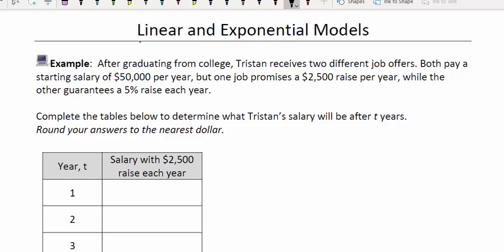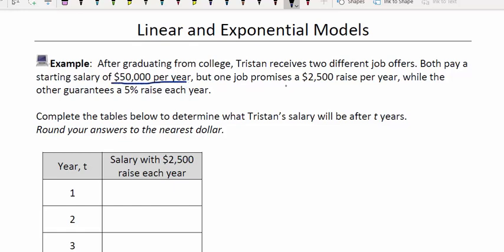This video will show the difference between a linear and an exponential model. The difference between the two can be made clear by the following example. Suppose after graduating from college, Tristan receives two different job offers. They both pay a starting salary of $50,000 per year.